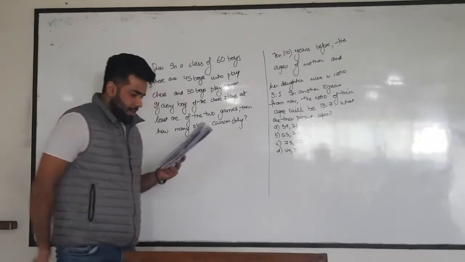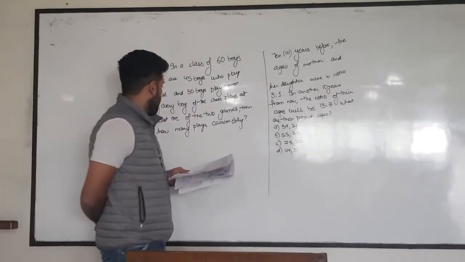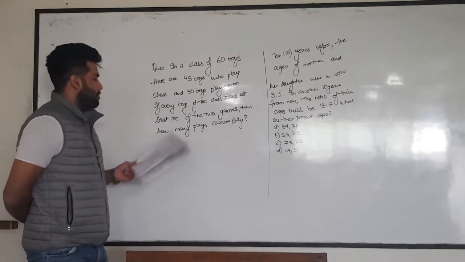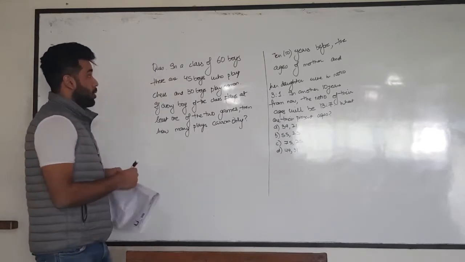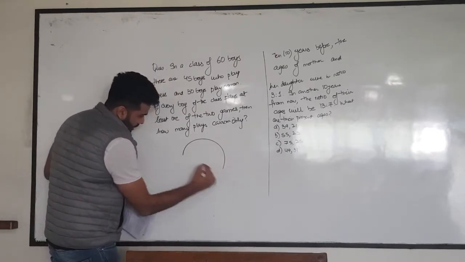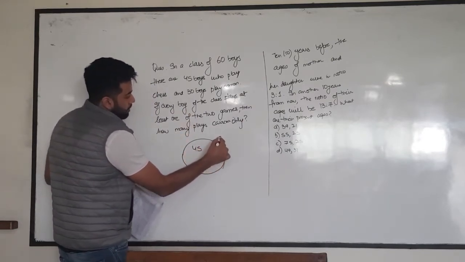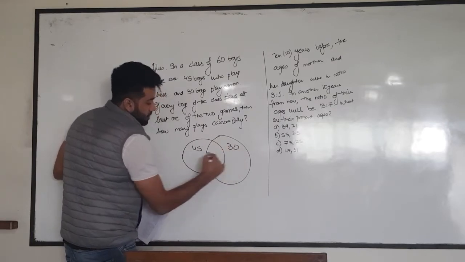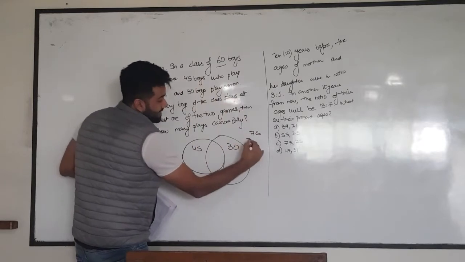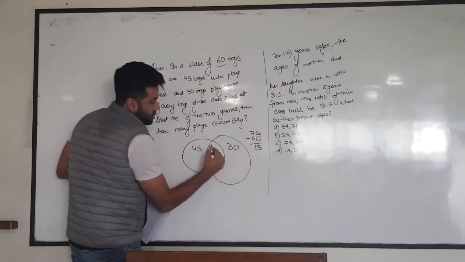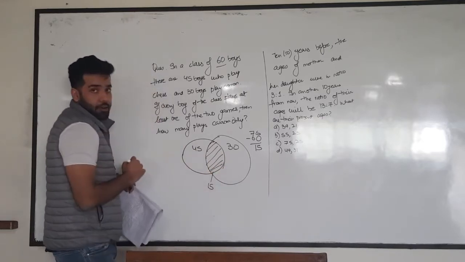Right, next question. In a class of 60 boys, there are 45 boys who play chess and 30 boys who play carom. If every boy of the class plays at least one of the two games, then how many play carom only? Now, how many boys are playing chess? 45. How many are playing carom? 30. So together if we add them up, it is 75. But the total number of boys given are 60. So this 15 extra is for the people who play both chess and carom.